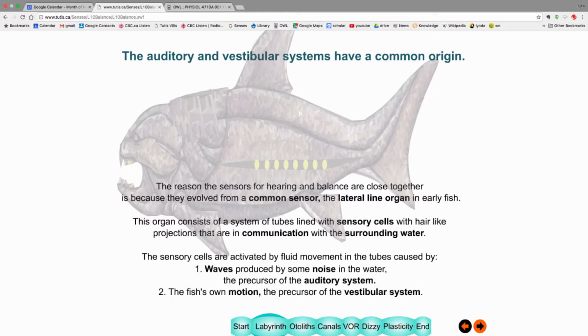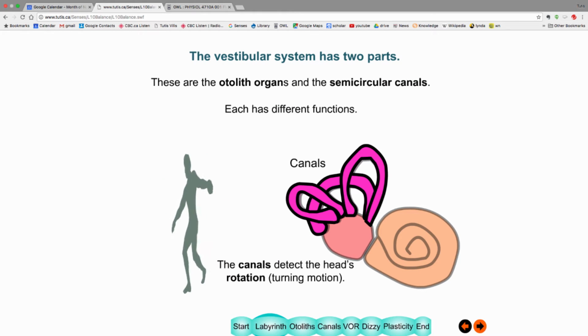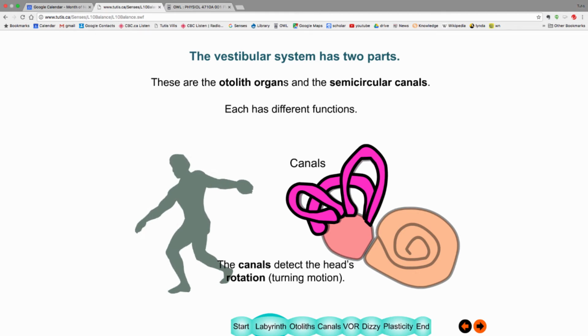They do two things. The waves are produced by noises in the water, let's say another fish swimming, and that's a sort of precursor of our auditory system. And then also it's activated whenever this fish itself swims, moves, and that bends those hair cells. And so this common system evolved into something different for humans, one part being vestibular, the other part being hearing.